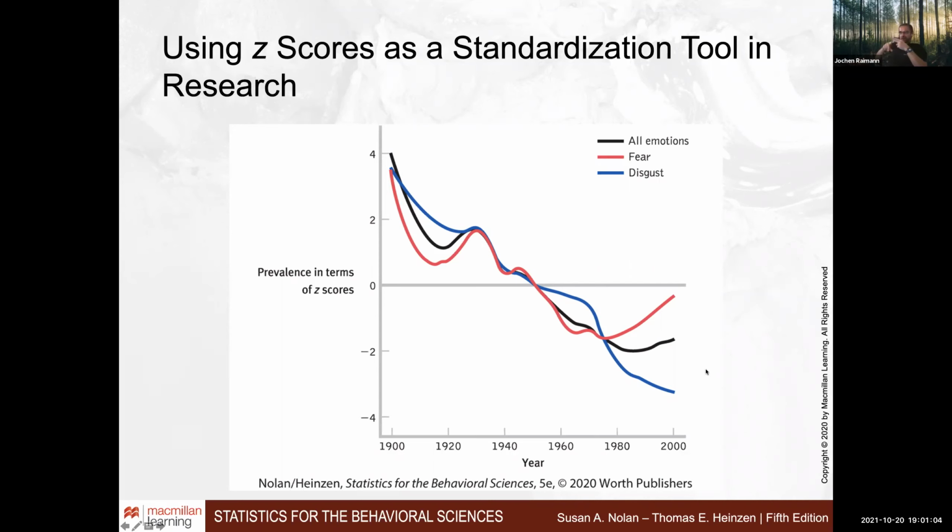So we have now all emotions in black. We have fear in red, and we've discussed in blue. So obviously, three entirely different emotions. Well, different variables, and to make these comparable, you have to standardize them. And there's dynamics here around the 1920s.